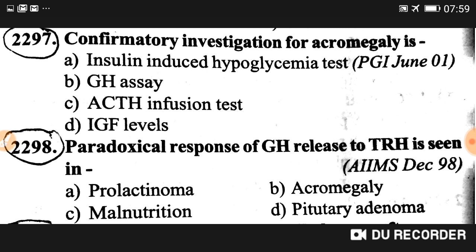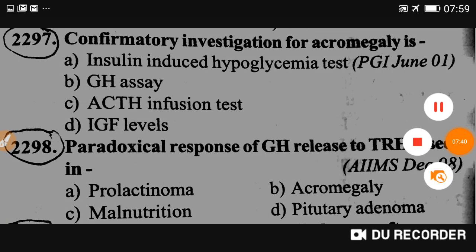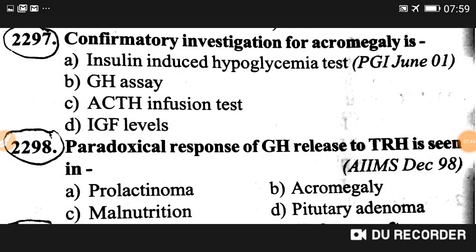I already discussed the growth hormone increase, tumor like acromegaly, macroadenoma, and that's all for today. MCQs and theory I already discussed. So please go through that theory.